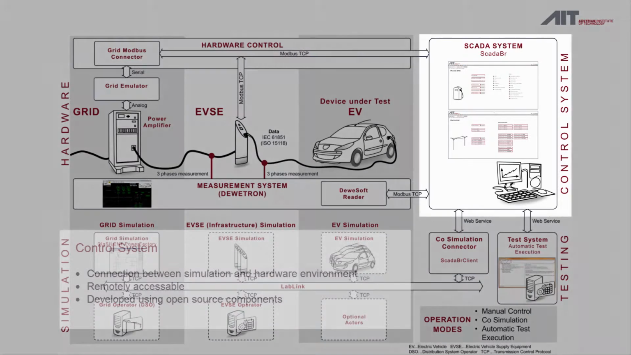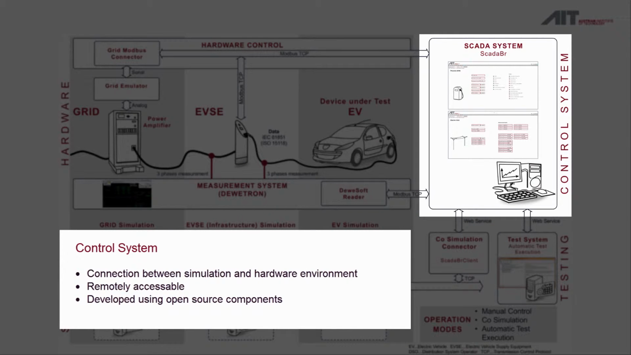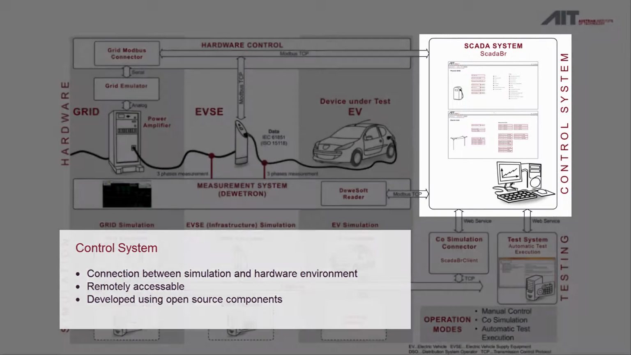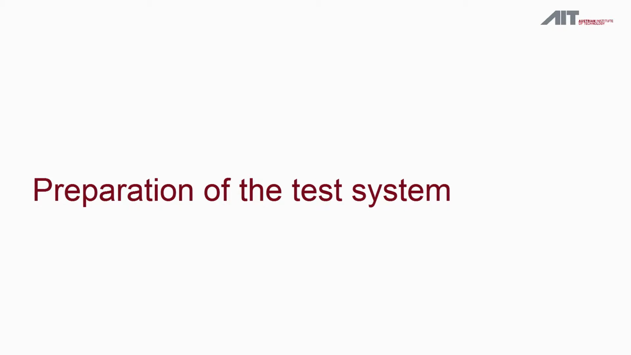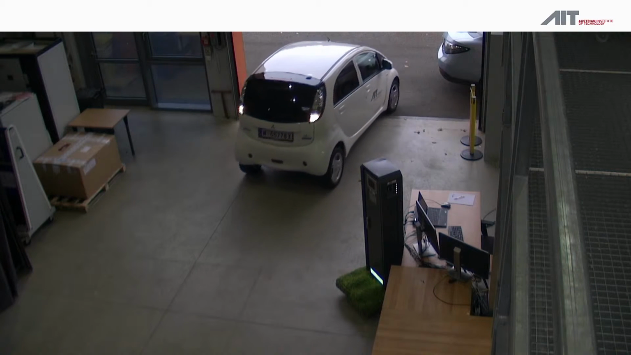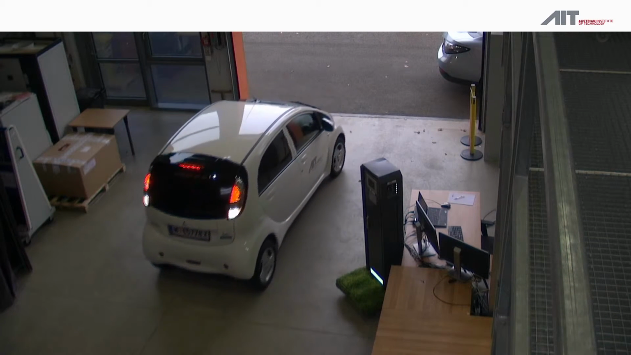The third part is the control system, which creates the link between the simulation and the hardware entities. The control system is remotely accessible and was developed using open source components. Now let's watch the environment in action and look at the main steps carried out during the test case.